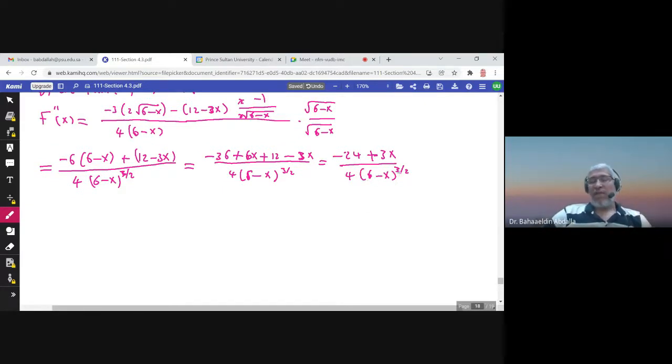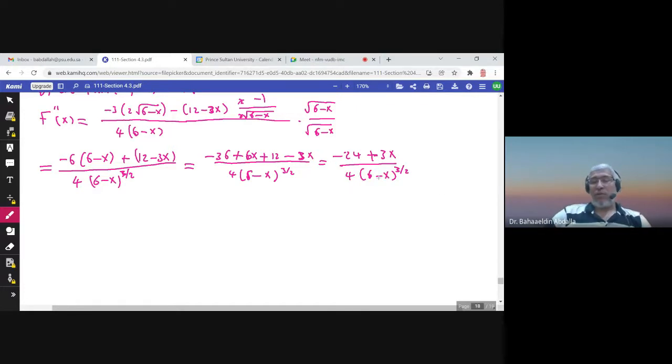And notice that 3 over 2 here, at 6 it's not defined, but this is a square root. So we cannot choose x greater than 6. The domain is from negative infinity to 6.